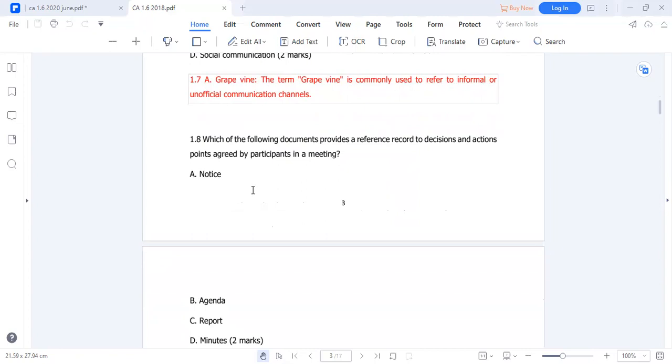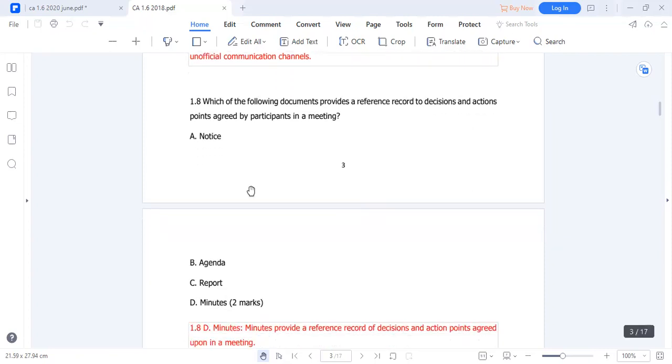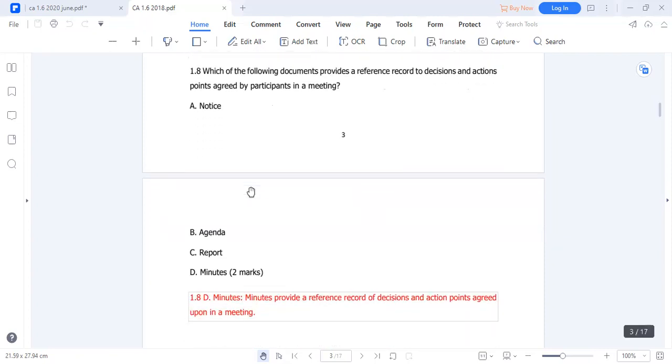Which one of the following provides a reference of the records of the discussions and the actions that were agreed by the participants in a meeting? Is it the notice, agenda, report, or the minutes? Minutes, yes, correct. Minutes are a reference of what was discussed by the participants.